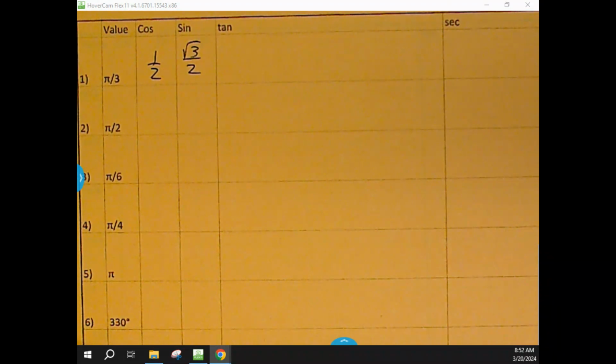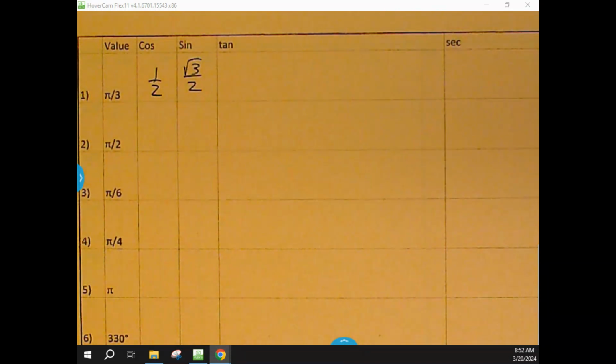Okay, so again, all you've got to realize, once you get the visual, is that when we're doing cosine and sine, it's always the ordered pairs. Cosine is always the x value, sine is always the y value as you're going through these things.